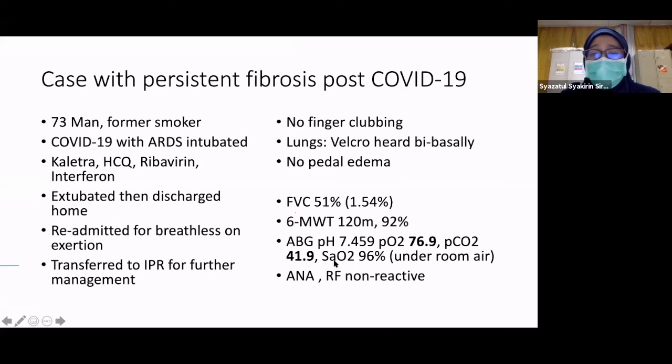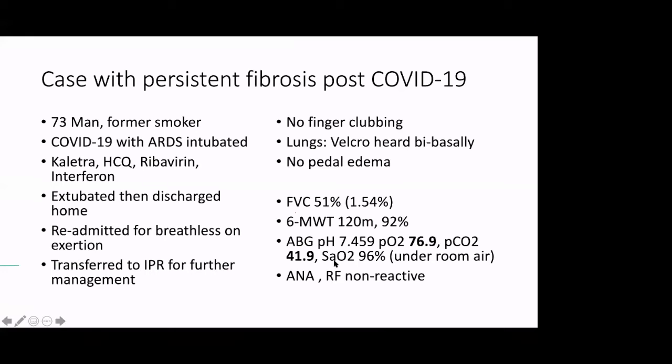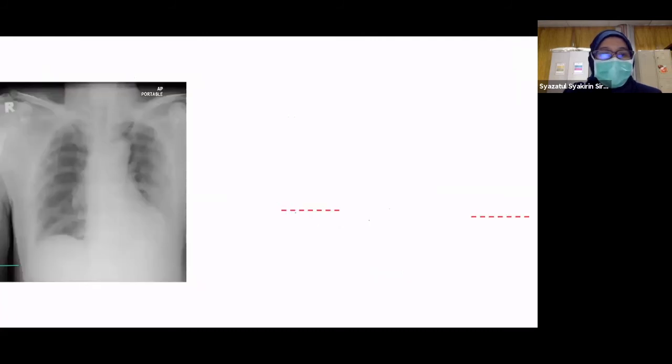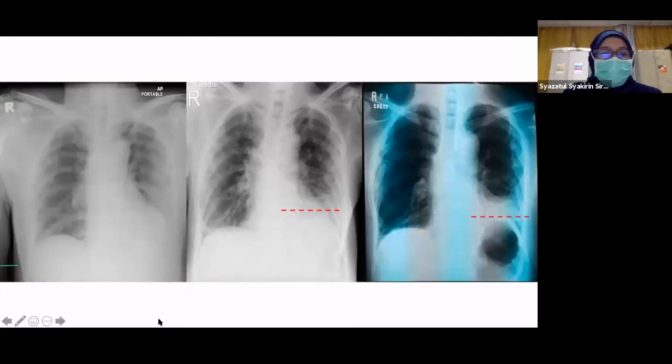So when we look at the ABG, the PaO2 under room air is 76 for someone who has breathlessness. So we perform some connective tissue screening just to make sure that there's nothing to cause the lung fibrosis. So what have we found on the X-ray? If you look at the X-ray when he first came in before intubation, there are just some very non-specific pulmonary infiltrates, but you can diagnose COVID-19 because his PCR is positive.